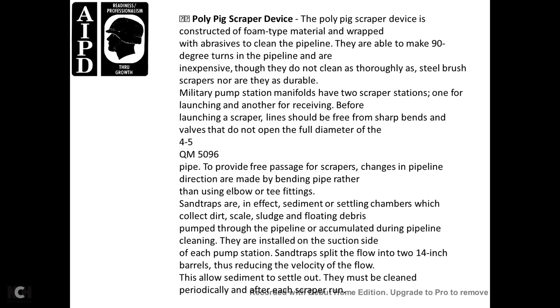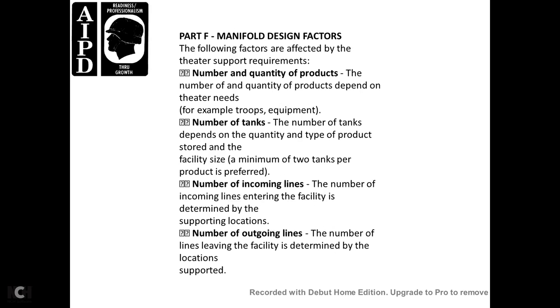Sand traps are in effect sediment and settling chambers, which collect dirt, scale, sludge, and floating debris accumulated during pipeline cleaning. They are installed on the suction side of the pump station. Sand traps flow into two 14-inch barrels to reduce the velocity of the flow, which also allows sediments to settle out. They must be cleaned periodically after each scraper run.